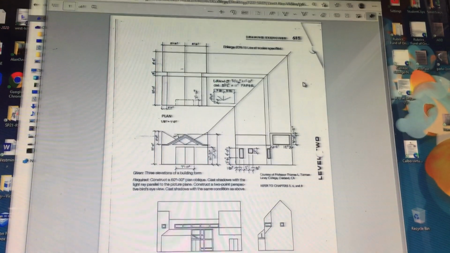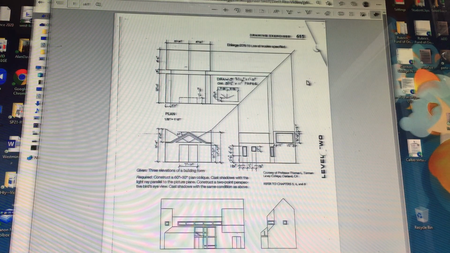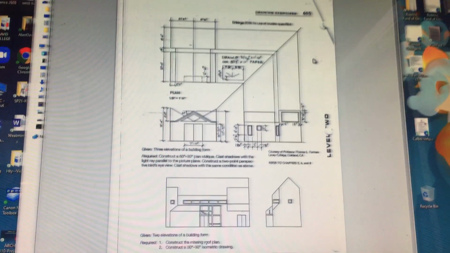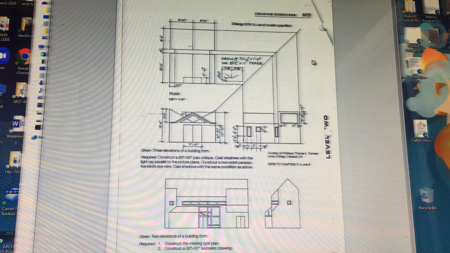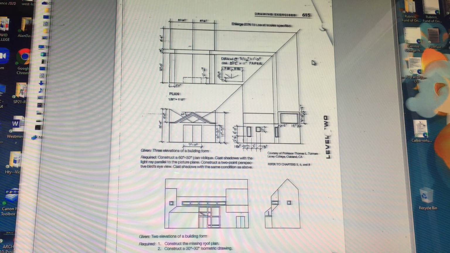I have this homework. It has 2 parts. This one is part A, and lower down is part B. Hope you can see that.